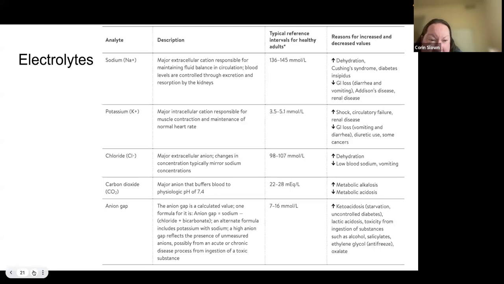If we think about another common cation, that would be potassium. This one is the primary cation that's responsible for muscle contraction, and it's also responsible for maintaining your normal heart rate. Notice the difference in the amount of potassium relative to the amount of sodium. What do you notice?